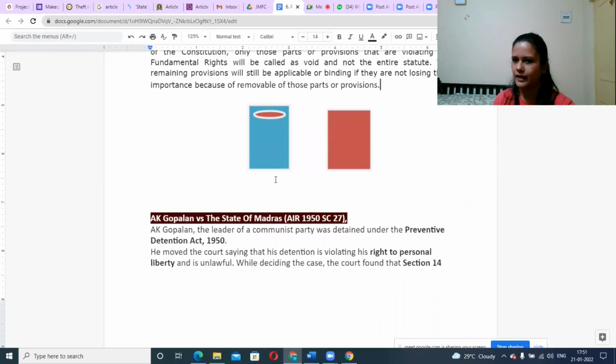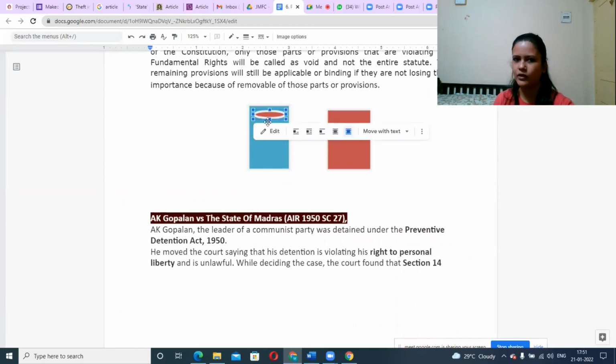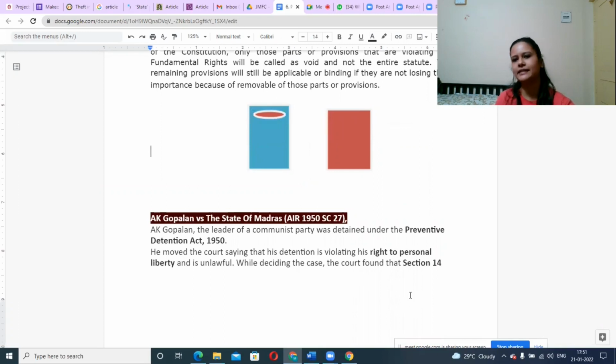Okay. Like we have mentioned, if we can separate out only one part, just remove that part. What happened in this case is there was a preventive detention law: before committing a crime itself, if they suspect that there is a possibility that you may commit a crime, only based on that possibility they can arrest you, they can detain you. In this case also, A.K. Gopalan, who was a leader of the Communist Party, was detained under provisions of this legislation. And then he went to court and said that my right to personal liberty is being violated. I have not done anything wrong as such, but still I'm being detained.